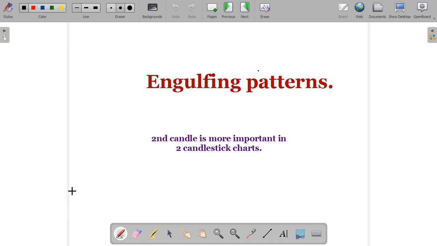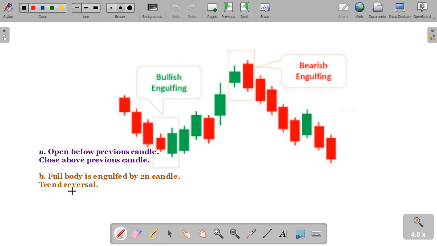Friends, today the whole focus is on important candlestick charts. These can be used in the cash market, futures and options, forex, commodity trading or any other trading. Candlestick charts are a must. So let us begin the financial success story with the engulfing patterns. Friends, I must tell you, in the two-candlestick chart patterns, the second candle is the most important. So let's go ahead with the engulfing pattern.